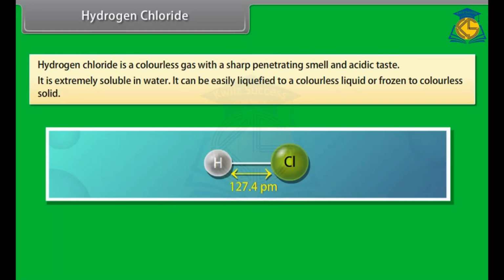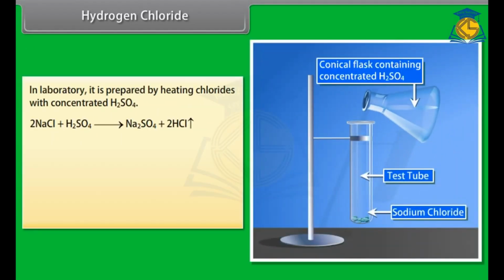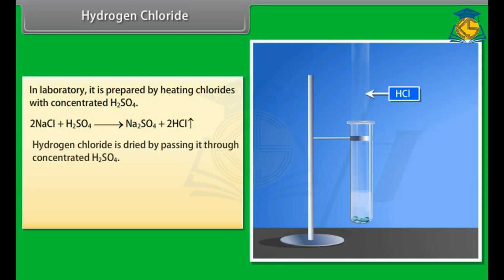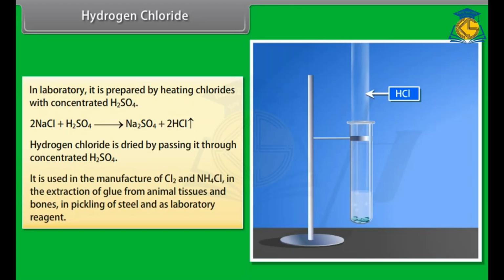1 volume of water dissolves about 450 volumes of hydrogen chloride under ordinary conditions. It can be easily liquefied to a colorless liquid or frozen to a colorless solid. In the laboratory, it is prepared by heating chlorides with concentrated H2SO4. Hydrogen chloride is dried by passing it through concentrated H2SO4. It is used in the manufacture of Cl2 and NH4Cl, in the extraction of glue from animal tissues and bones, in pickling of steel and as a laboratory reagent.